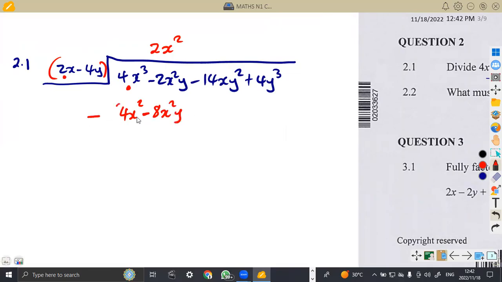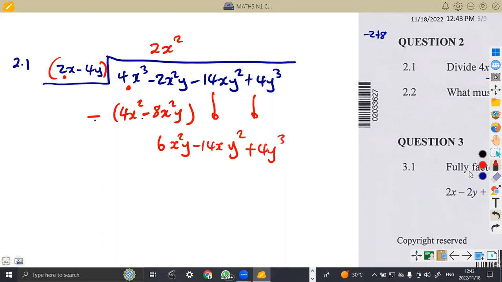Then we subtract, so we have a 0 here. 4 minus 4 is 0. Minus 2 minus minus 8: a minus and a minus is a plus, so minus 2 plus 8 is a positive 6x squared y. Then the rest we drop down: minus 14xy squared plus 4y cubed.